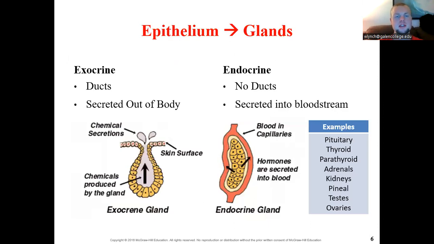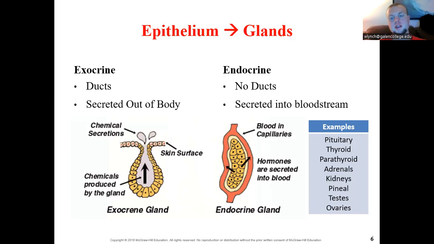Epithelium is going to be categorized in either two types of glands. One is exocrine, that's going to be a ductal type of gland, secreting substance to the outside of the body. For example, here we have a sweat gland. So we have chemicals produced by the epithelial lining, secreted into the lumen of the gland, and sent up to the surface of the skin.